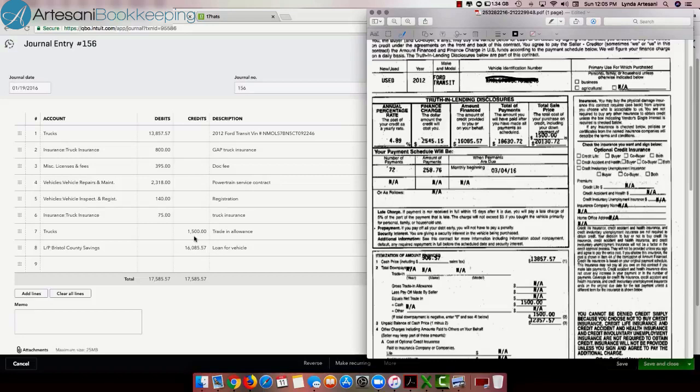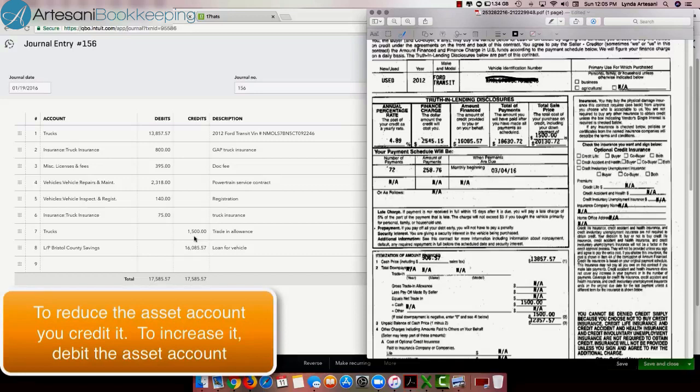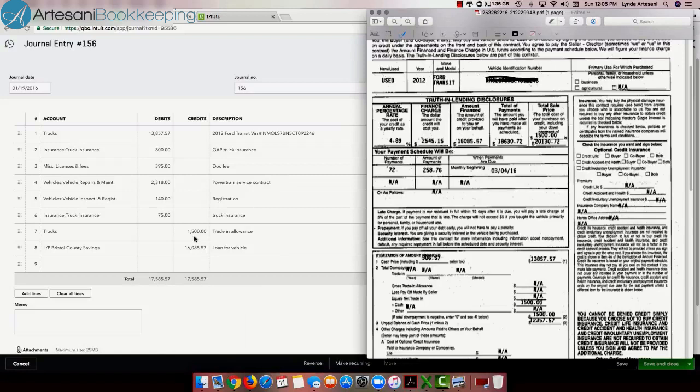And we're removing or reducing the asset by taking out this older truck and turning it in. I needed to reduce the balance in the asset account. So it's always a debit when you increase the asset and a credit when you reduce the asset. So this is where this $1,500 would come into play. The value of the truck when he purchased it is on here as well.